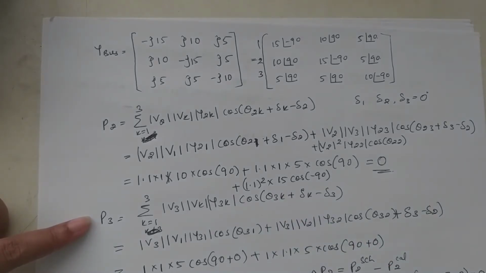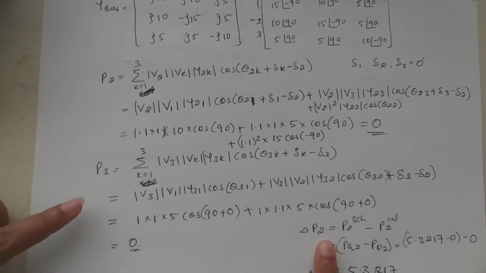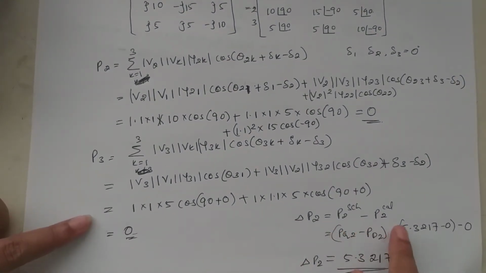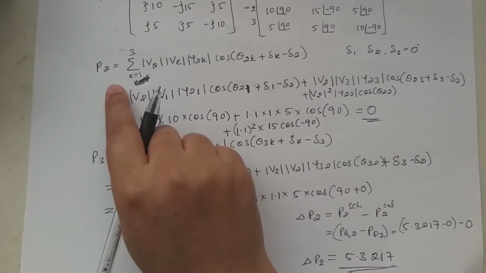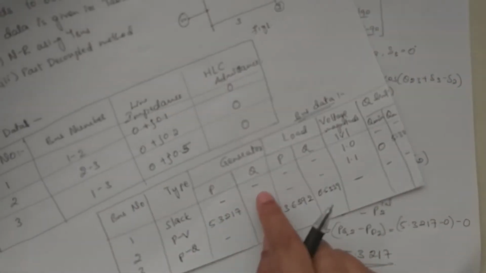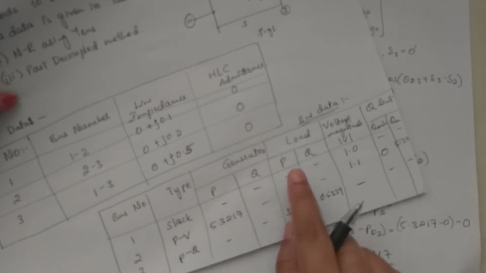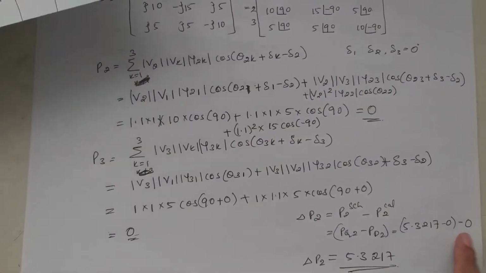Delta P2 can be calculated using this formula: P2 scheduled minus P2 calculated. P2 scheduled is Pg2 minus Pd2. P2 calculated is the value we have just calculated. Pg2 is given as 5.3217. Pd2, the demand at the load side, is not given, so it is 0. So 5.3217 minus 0 minus P2 calculated, which is 0. So delta P2 is equal to 5.3217.